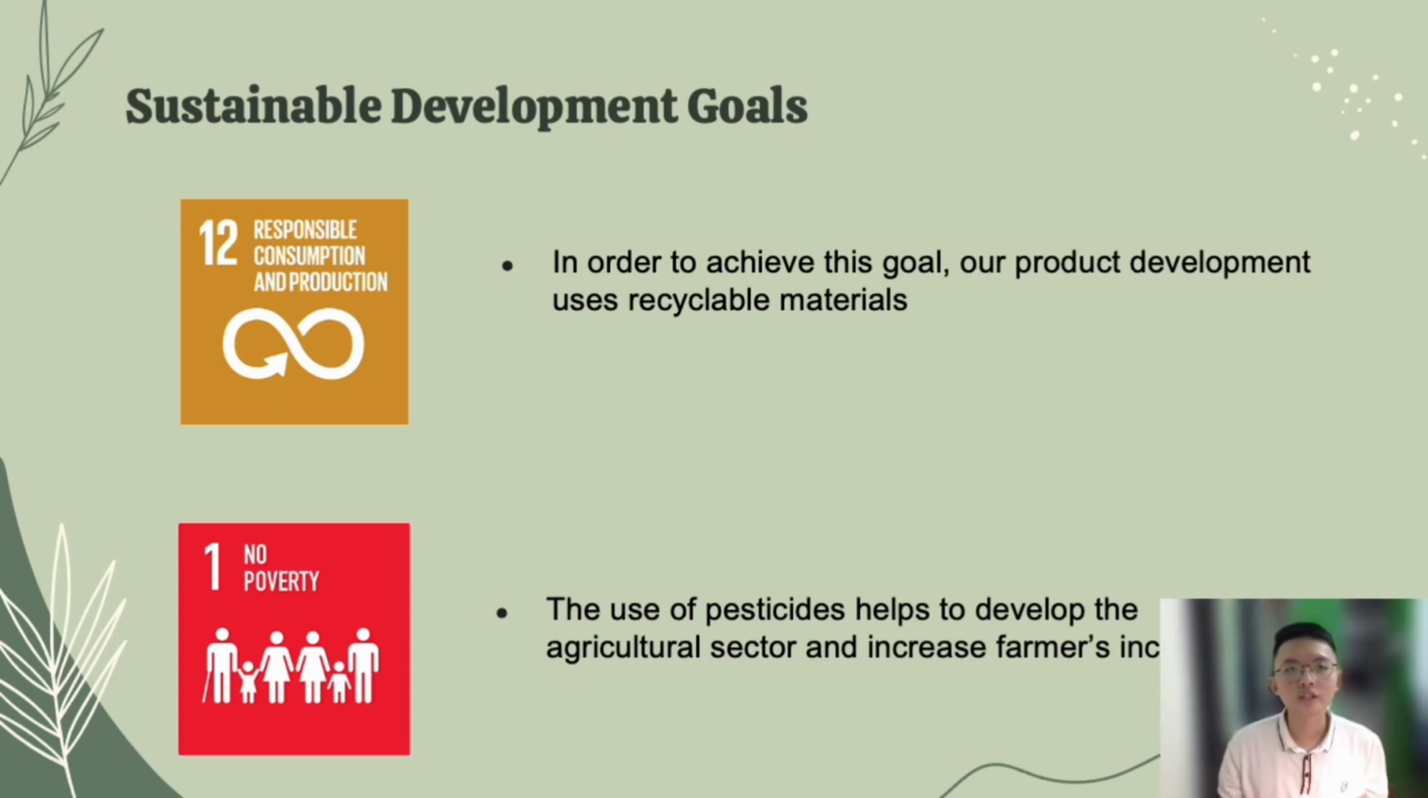Next, there are two sustainable development goals in this project. First is the goal 12, responsible consumption and productions. In order to achieve this goal, our product development use recyclable materials. Next is goal 1, no poverty. The use of pesticides help to develop the agriculture sectors and increase the farmer income.